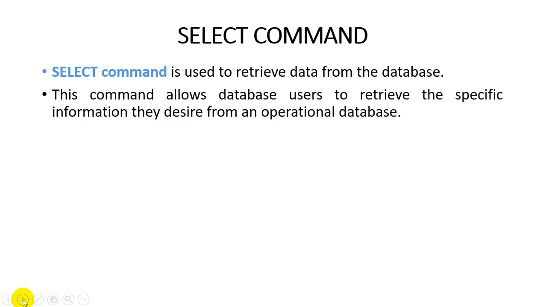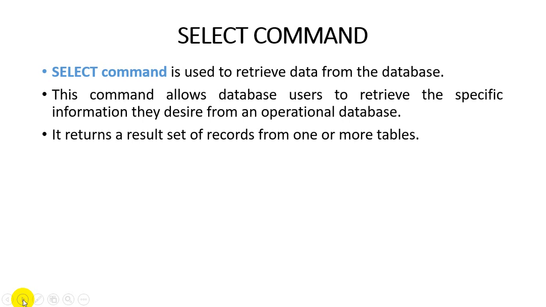This command allows a database user to retrieve the specific information they desire from an operational database. If the end user stores some information, they can easily retrieve it with this command. It returns the results as sets of records from one or more tables. If the user wants more than one record, or a group of information from different tables, they can easily retrieve it with this command.